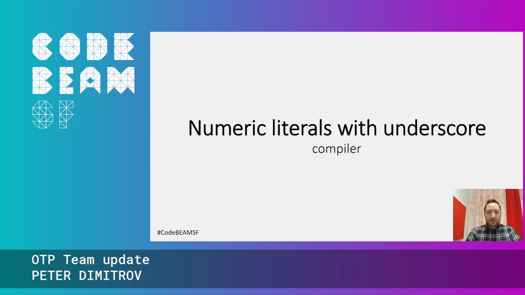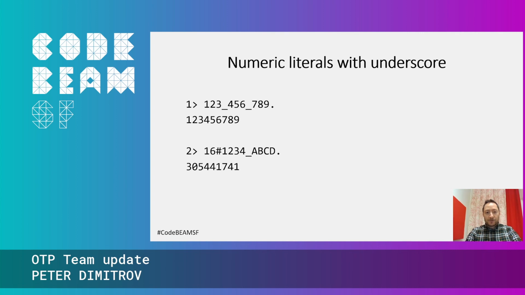OTP 23 will support numeric literals with underscore, and here are just 2 examples.